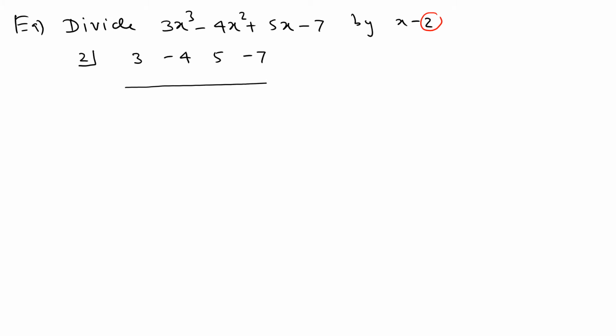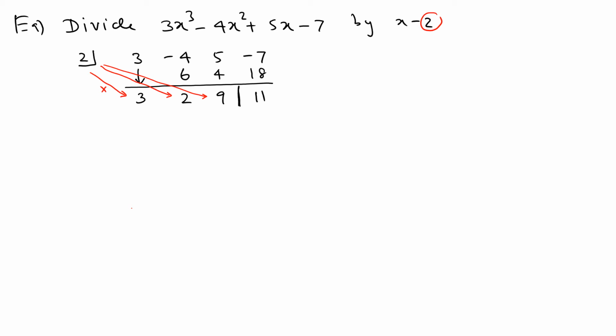The first thing we do is copy 3 down. Then we multiply and add. When you multiply 2 and 3, you get 6. When you add, you get 2. Again, you multiply and add. When you multiply, you get 4. Add, you get 9. And again, you multiply: 2 times 9 is 18. When you add, you get 11.